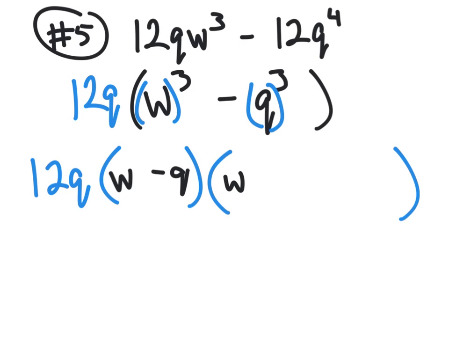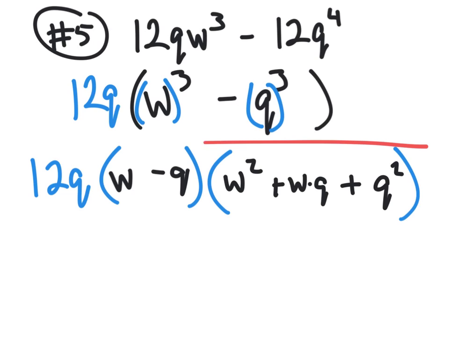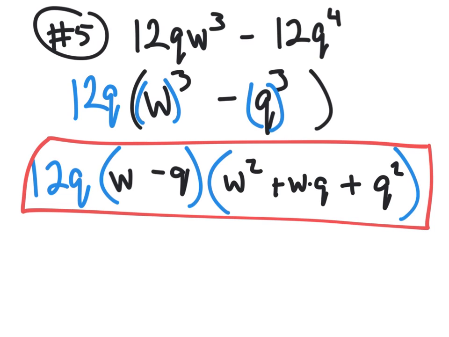W squared. And it's not like you have a number. You can't do anything with W squared. You just write it. And then your middle term is A times B, which is simply W times Q. And it is positive, because if it started out with the minus, this middle term is going to be positive. And of course, the other squared term is always positive also. And what's the other term? It's Q squared. Ladies and gentlemen, this is your final answer to this factoring question.